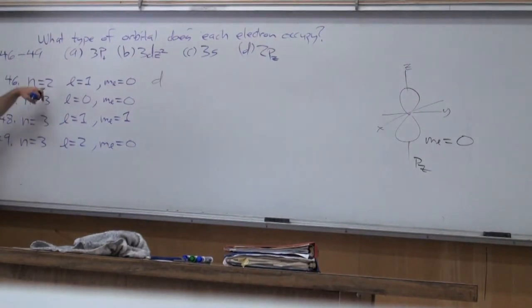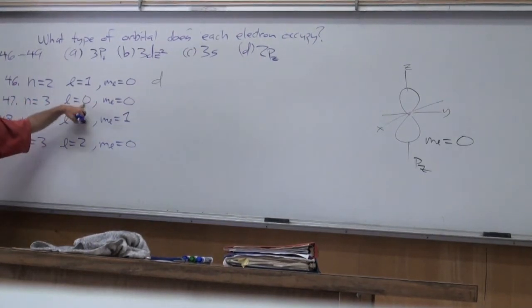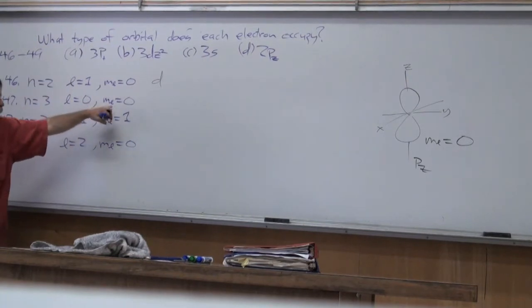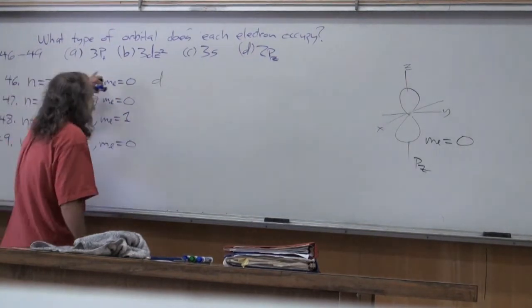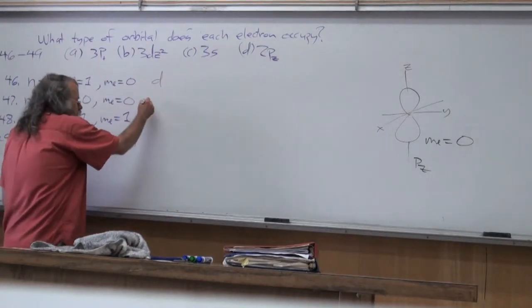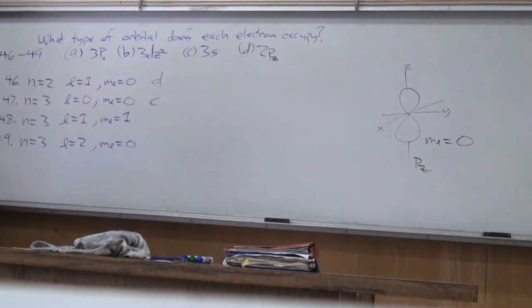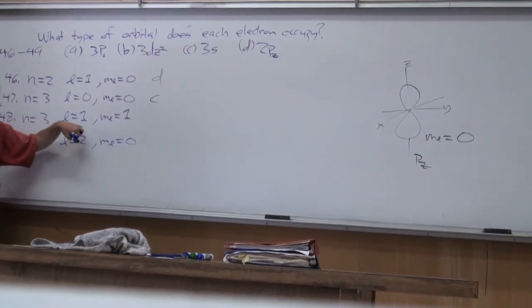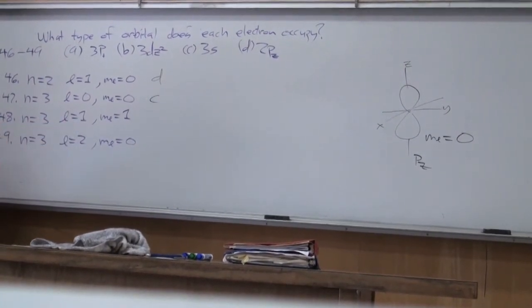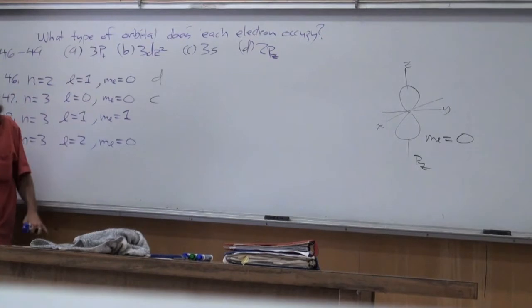Now, for the remaining three, they're all principal quantum number 3, so I have to look at the L. If L is equal to 0, it's an s orbital. It has 0 orbital angular momentum, and m sub L has to be 0 as well. So it's a 3s, that's option C. Now, for n equals 3, L equals 1 means a 3p, but m sub L equals plus 1, so that's the 3p plus.